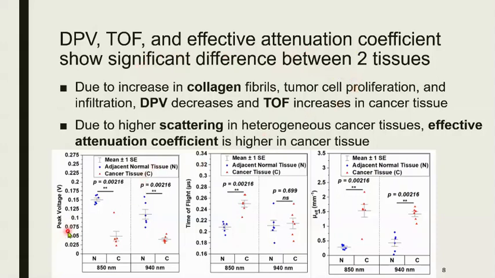We can see that normal tissues and cancer tissues differ significantly in these three parameters. The reason why the voltage decreases and the time of flight increases in cancer tissues is that an increase in collagen fibers in cancer tissues causes the light to attenuate more, and the time to be detected is longer. And due to the scattering in the cancer tissues, the effective attenuation coefficient is also higher.